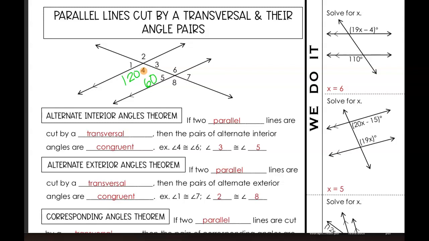Okay, same thing with consecutive exterior, same side and on the outside. So this time, if I told you 8 was 160, what is its consecutive exterior? Same side, outside. 1. So then what does 1 equal? 20, because they equal 180. Okay, that's why it's important to know this vocabulary so that we can solve for different angles, which is what we're going to be doing today.